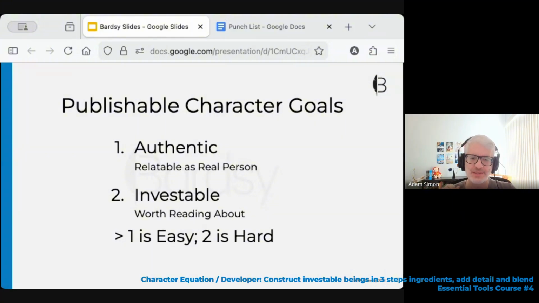The first is authenticity. Your character, as you present them in your words, has to be relatable as a real person. Second criteria is they have to be investable. The reader has to put time and energy into developing that mental model. In other words, they have to be worth reading about. And here's the kicker. 1 is surprisingly easy, and 2 is ridiculously hard. It's the opposite of what most people think.